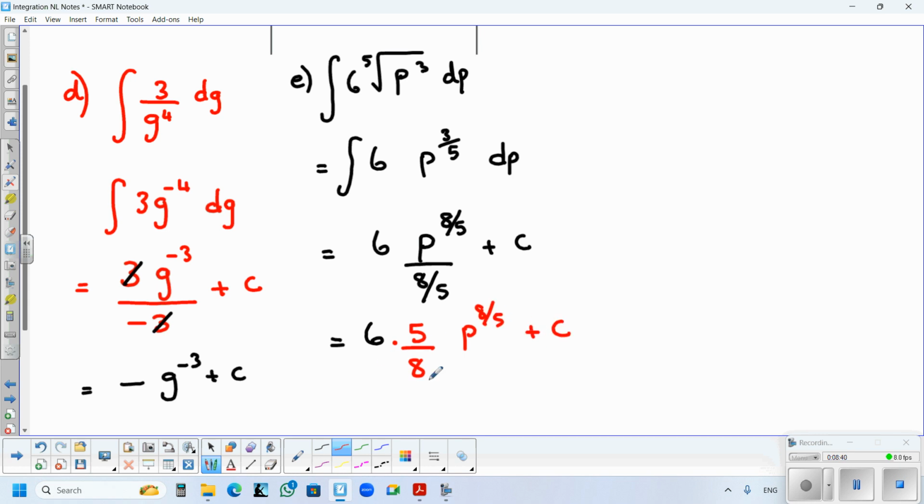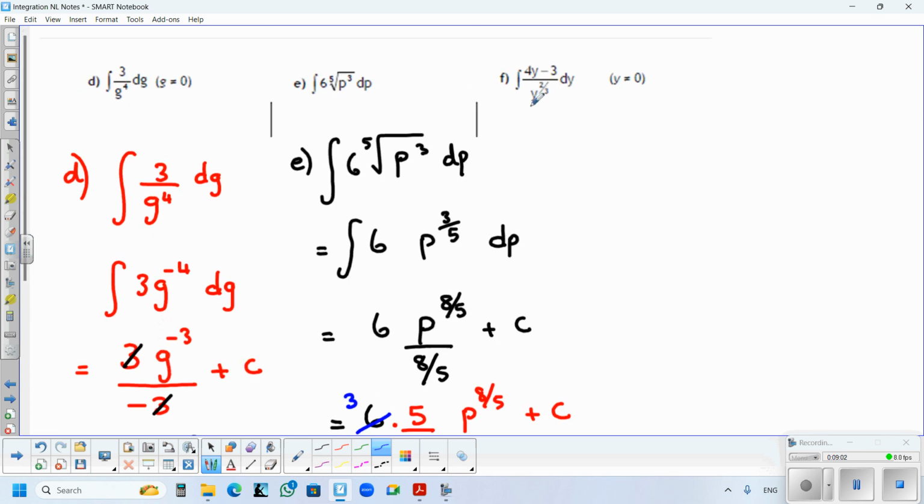So we want to tidy that up. I can see that 2 divides into 6. So 2 divides into 6 and it goes 3 times. 2 divides into 8 and it goes 4 times. Nothing else will cancel. So 3 5s are 15/4, and it becomes 15/4 p to the power of 8/5 plus c.